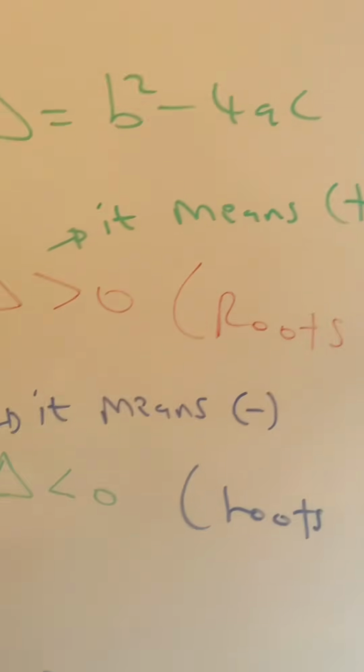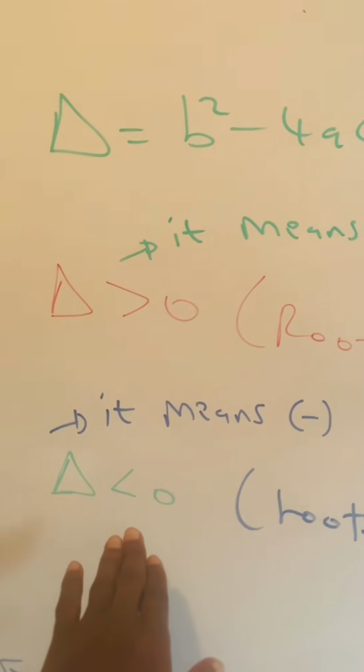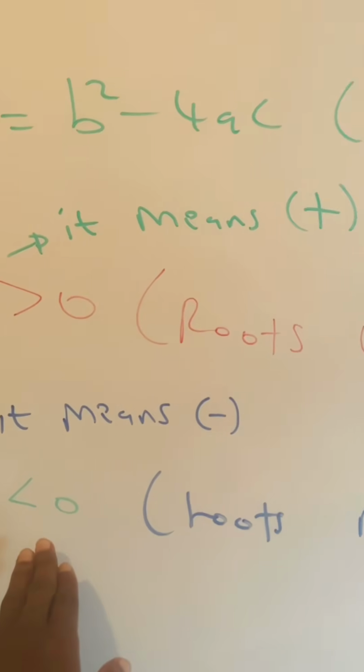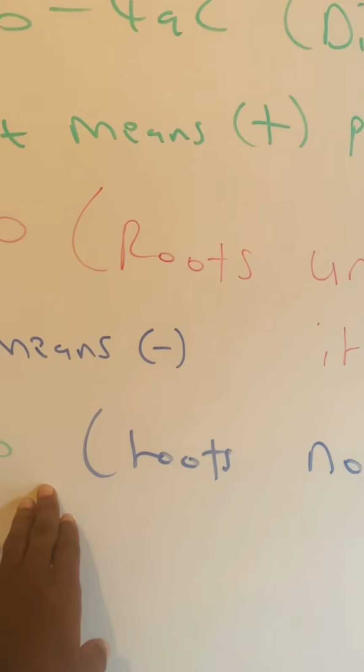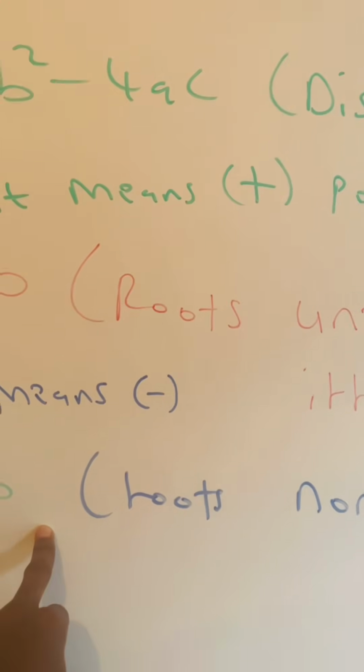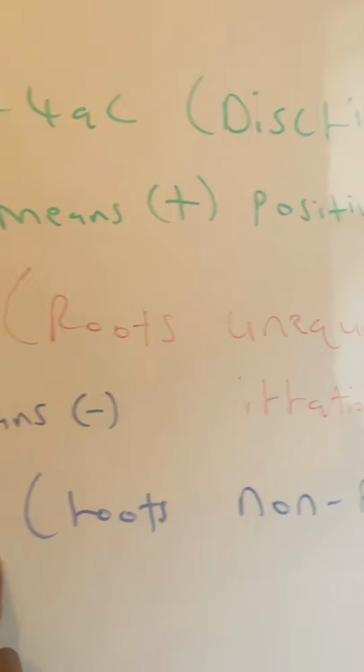Okay. Then, when the discriminant is less than 0, meaning negative, it means the roots are non-real. For example, non-real roots can give you a square root of a negative number, like square root of negative 4. Is it possible?